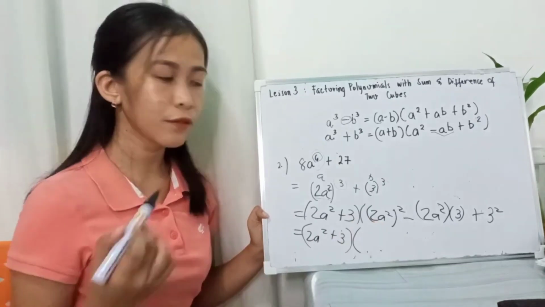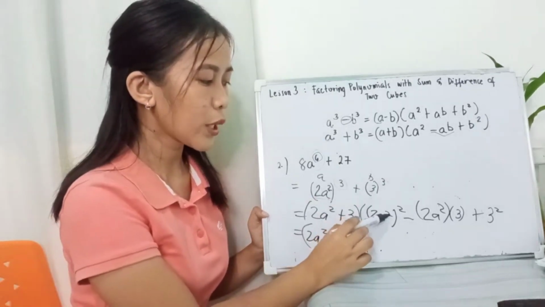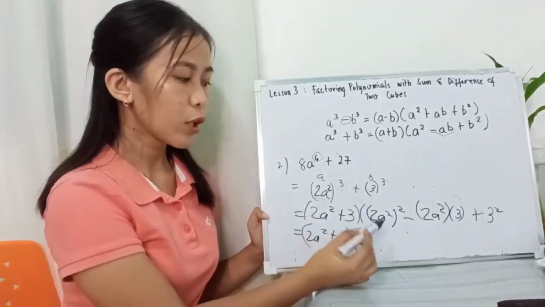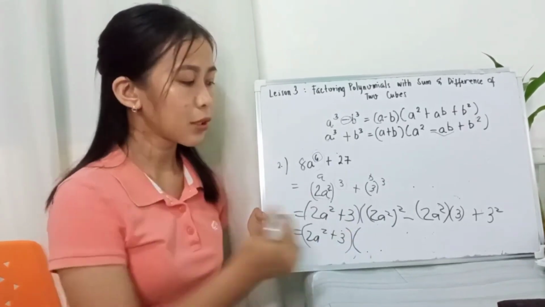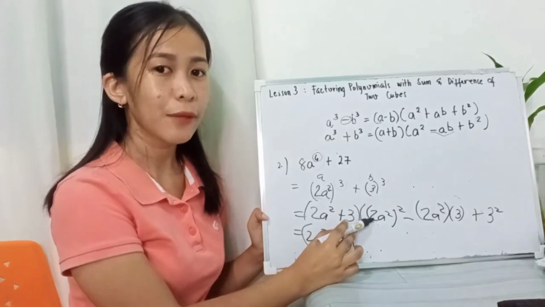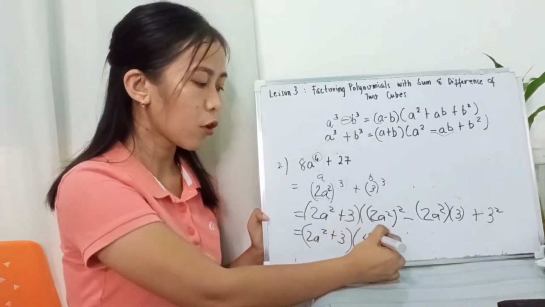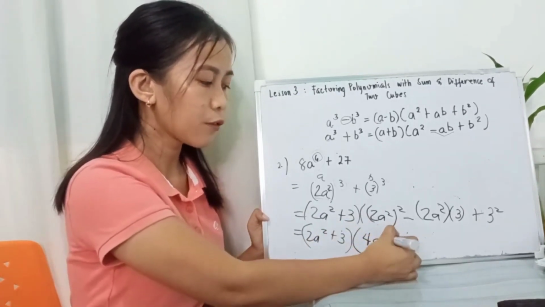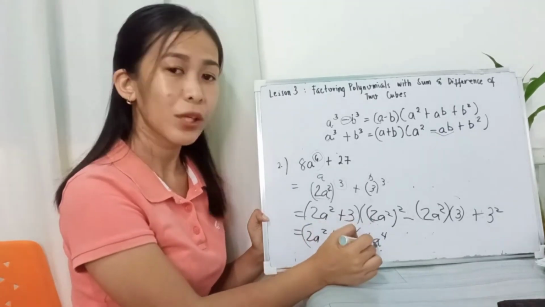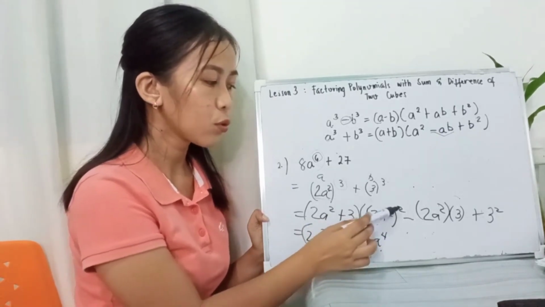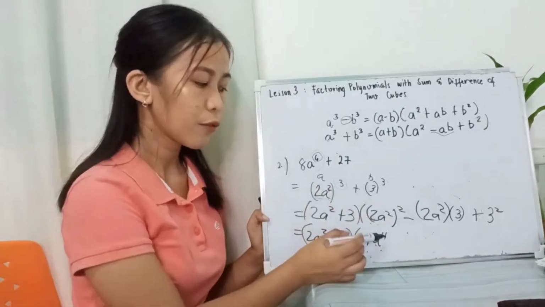Second factor, we have 2a squared raised to 2. Therefore, we're going to multiply 2a squared to itself 2 times. Therefore, 2a squared times 2a squared is 4a raised to 4. Kasi nga, 2 times 2 is 4. And then, copy mo lang si variable a. And then, 2 times 2 is 4, no?